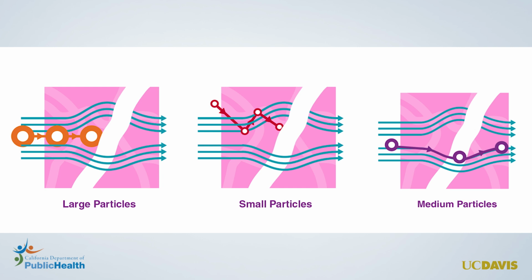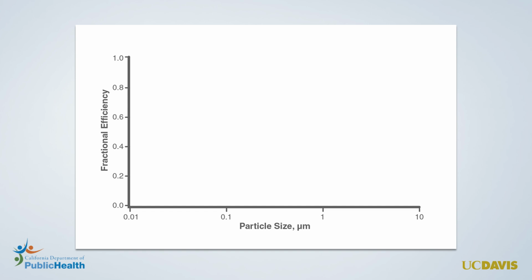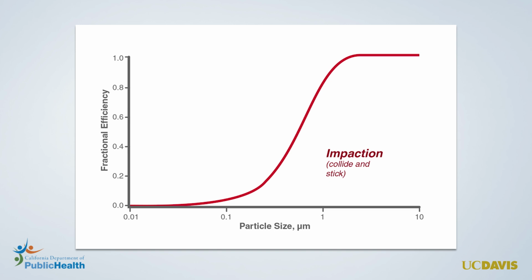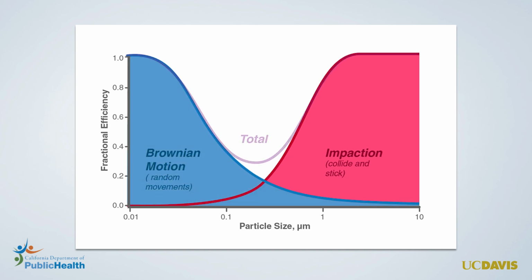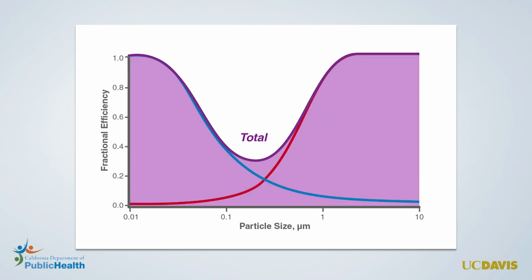being removed. We can represent this concept graphically, showing the efficiency of particle removal as air passes through a filter. Larger particles are more likely to be removed due to the impaction with filter fibers, that is, colliding and sticking. Smaller particles are more likely to encounter filter fibers through random Brownian motion. The combined effect of these mechanisms results in a high removal efficiency for both small and large particles, but relatively lower efficiency for medium-sized particles, typically around 0.2 microns in diameter. For reference, a micron is 1/millionth of a meter.